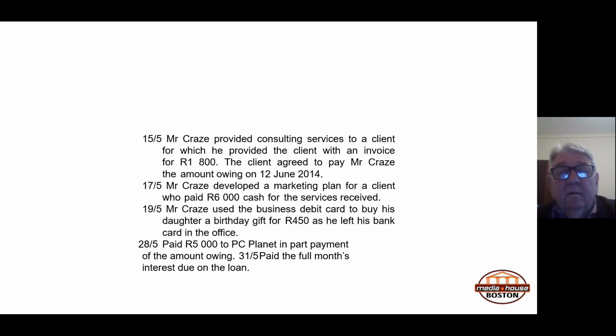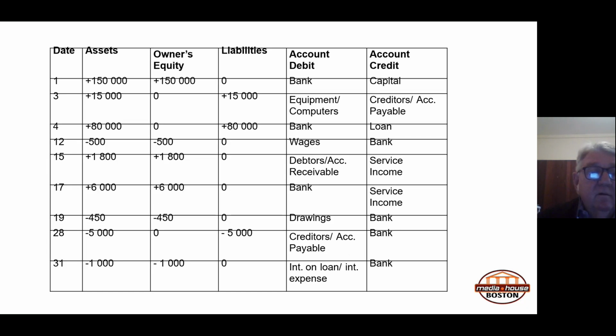If money goes out of my bank, we credit my bank. The account to be credited will be bank, and the account to be debited will be accounts payable or creditors. So there's the minus 5,000. And the assets reduce by 5,000. My liabilities reduced by 5,000. I'm going to debit the creditors or accounts payable account, and I'm going to credit my bank account.